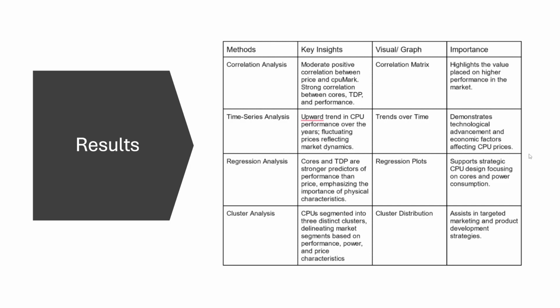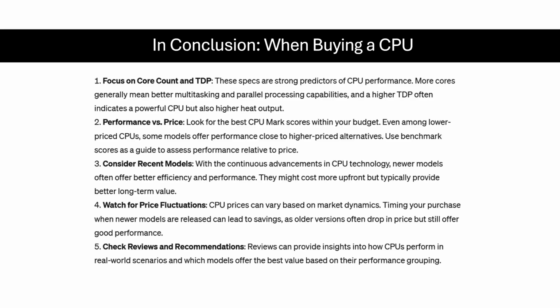Now, moving on to our conclusions. So, in conclusion, when we buy a CPU, we want to focus on these 5 points. When buying a CPU, we need to consider both the performance and the price, but we also need to pay attention to efficiency trends, as they're vital for future proofing your investment. Our analysis also provides a roadmap for making informed decisions for any buyer out there.